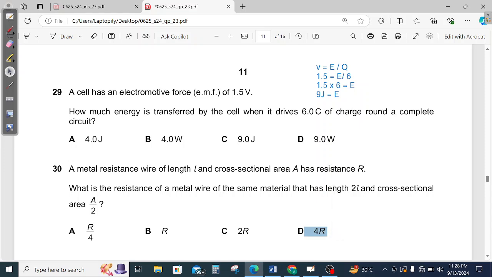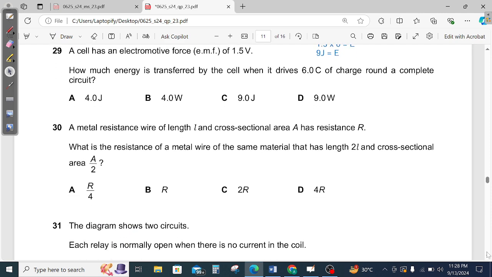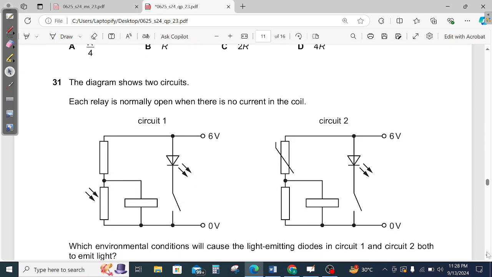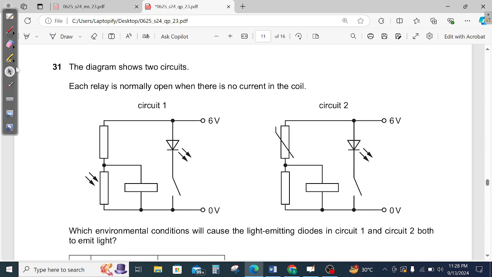Okay, I think it is an easy question. Now the diagram shows two circuits. Each relay is normally open when there is no current in the coil, because in a relay we use a coil that acts as an electromagnet when current passes through it. So when it becomes an electromagnet, it closes the circuit and current starts to pass. When there is no current in the electromagnet, the relay does not work and the switch remains open. This is the main key point of a relay.